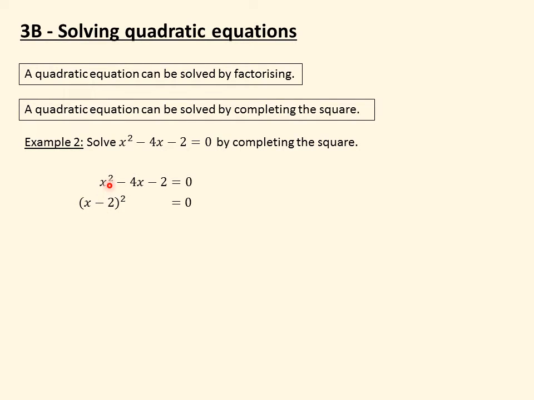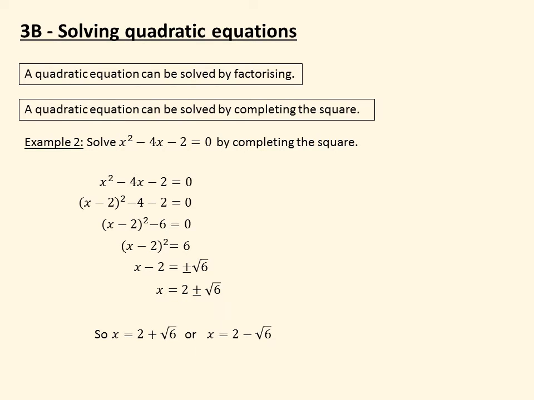It would give us x squared, which we want. It would give us -4x, which we want. It would also give us a +4, which we don't want. So we need to take away 4, and then we need to remember there's a -2 from the line above. If we collect the numbers together, take 6 onto the right hand side, we can then square root. Remember, we're going to take plus or minus square root, add 2 to both sides, and we get the answer: x can be 2 plus root 6 or x can be 2 minus root 6.